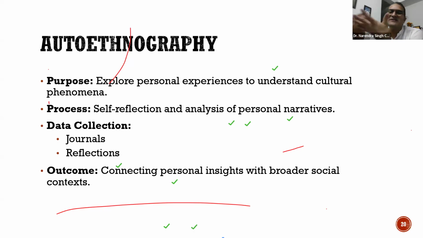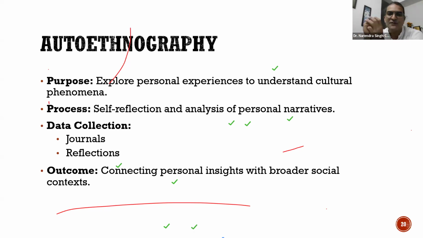Autoethnography explores personal experiences, for example. You might have seen personal vlogs. There are so many travelers, like Jyoti Malhotra, who is also very famous now for all the wrong reasons, right? She was traveling and sharing her personal experiences and talking about the culture, about how her experience was and all that.